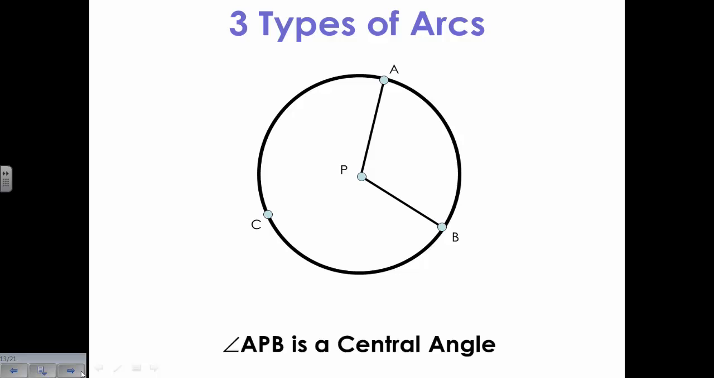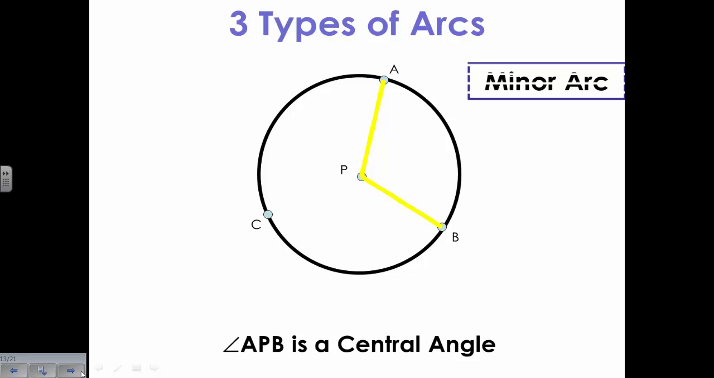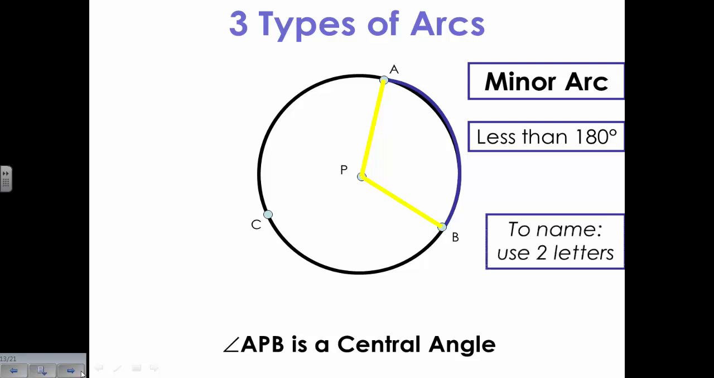In our 3 types of arcs, we have first minor arcs. Minor arcs are less than 180 degrees. You only need 2 letters to name the arc. You're going to use where the central angle intercepts it. You put a little arc symbol over the top. It kind of looks like a frowny face or an umbrella.